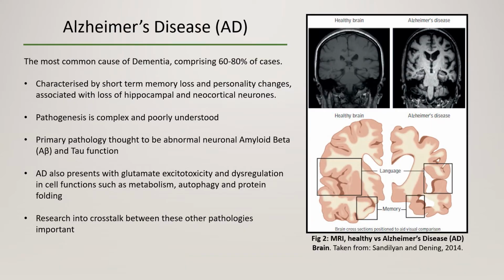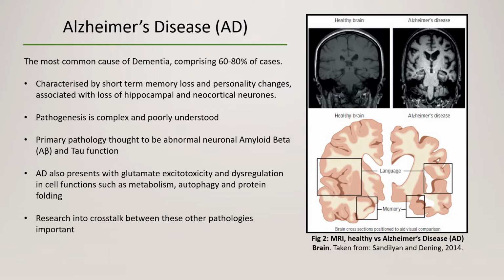So, the most common cause of dementia is Alzheimer's disease, often shortened to AD. AD is characterized by short-term memory loss alongside personality changes. These behavioral changes are associated with pathological loss of hippocampal and neocortical neurons. The pathogenesis is complex and remains poorly understood. The primary pathologies are thought to be abnormalities in neuronal amyloid beta and tau function.